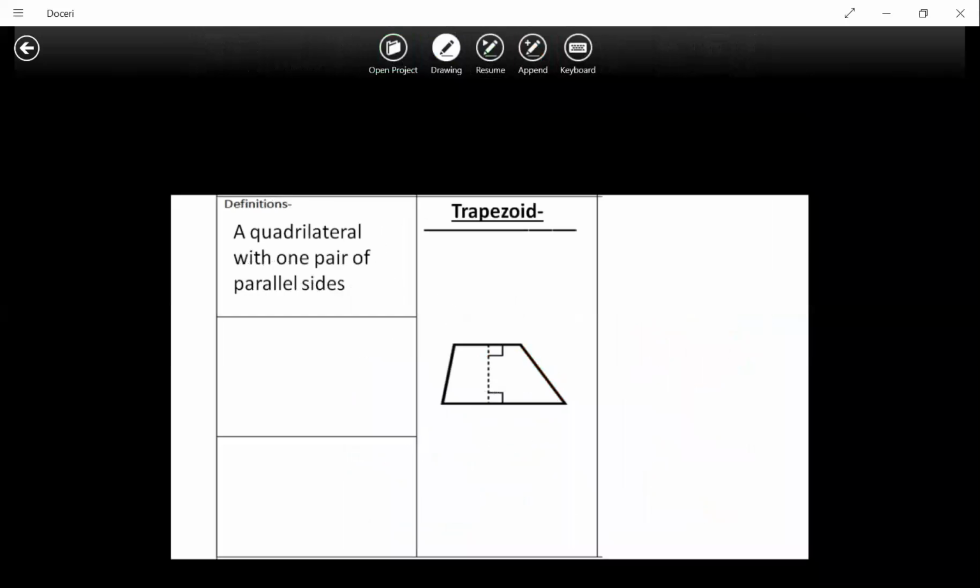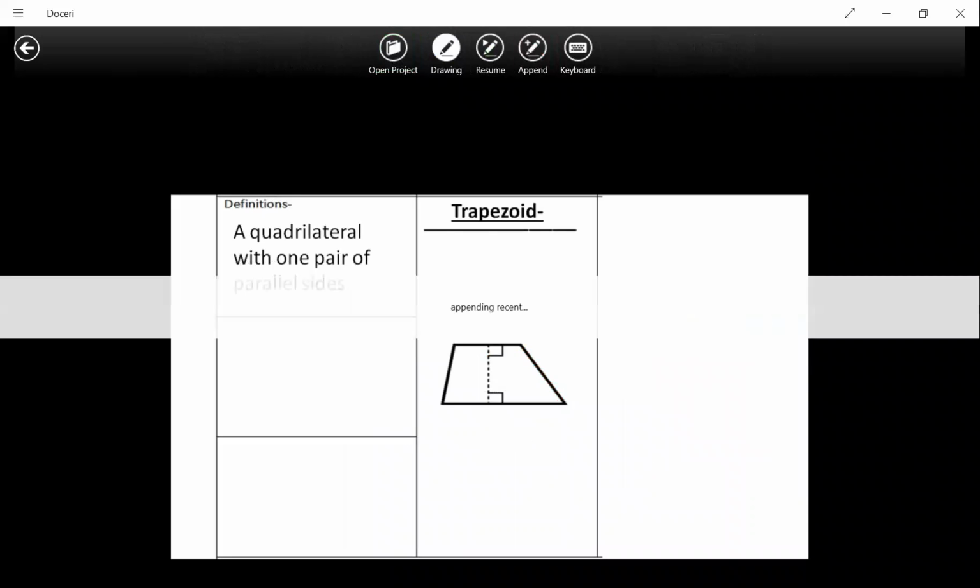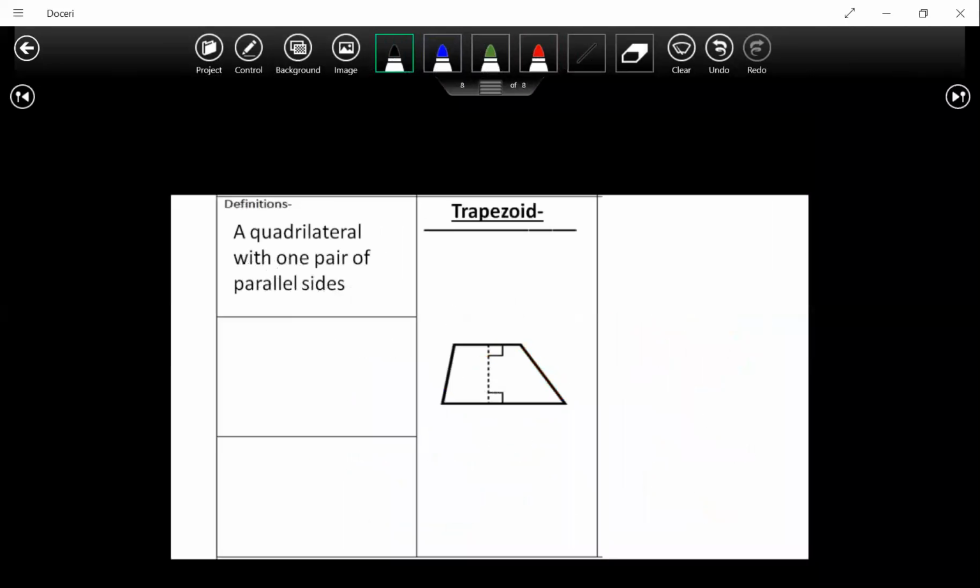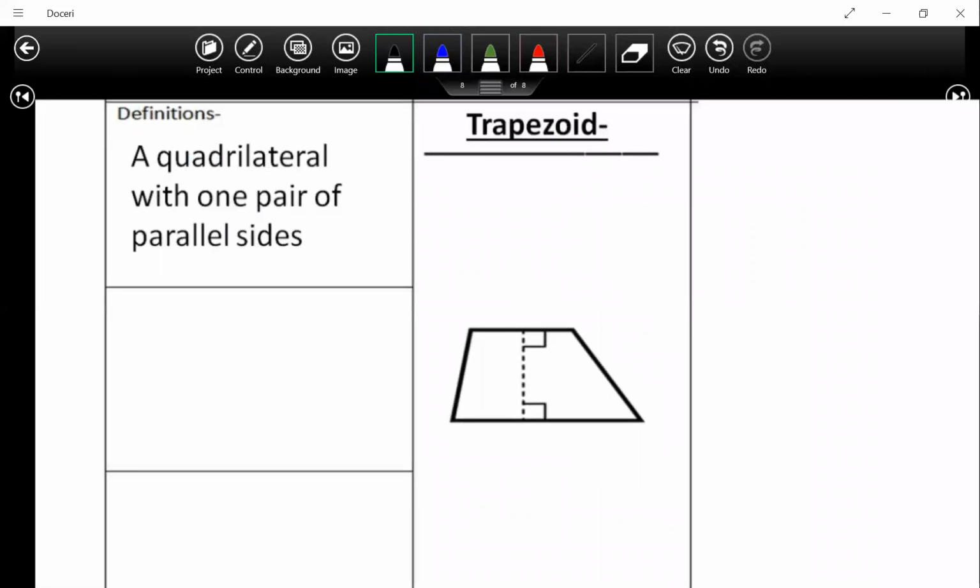Last one is a trapezoid. If we're looking at non-parallel sides, it would be a quadrilateral. If you have two pairs of parallel sides, it would be a parallelogram. Then we have parallelograms within there. If we're talking about a specific type of quadrilateral with one pair of parallel sides, it would be a trapezoid. Trapezoids only have one pair of parallel sides. Okay? That is the main idea that we're getting from this part.